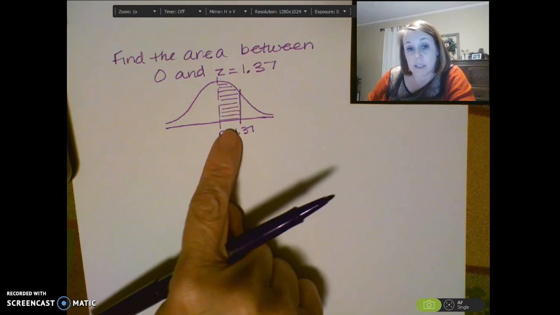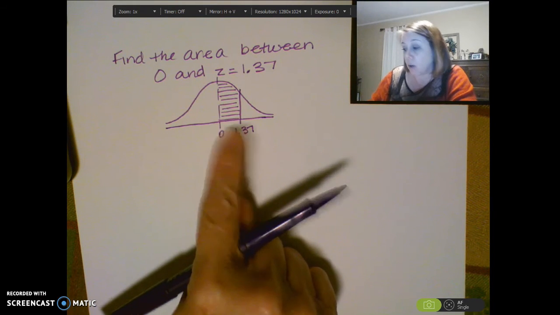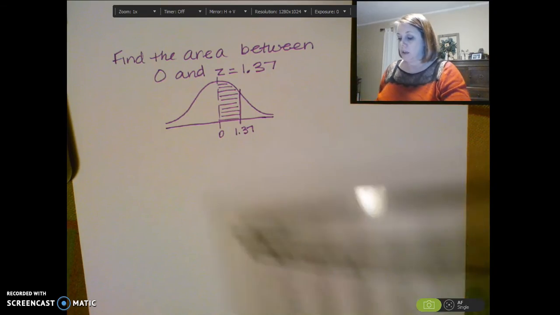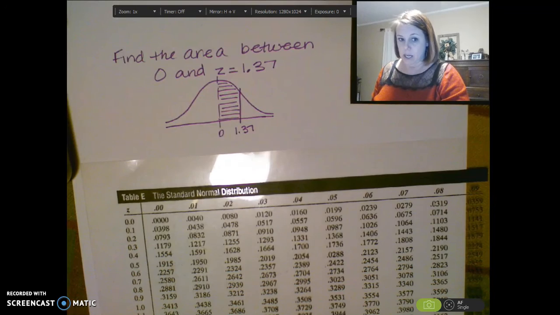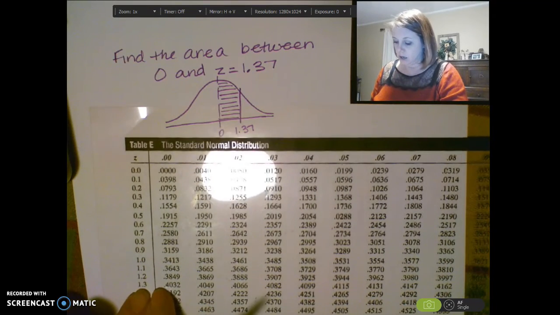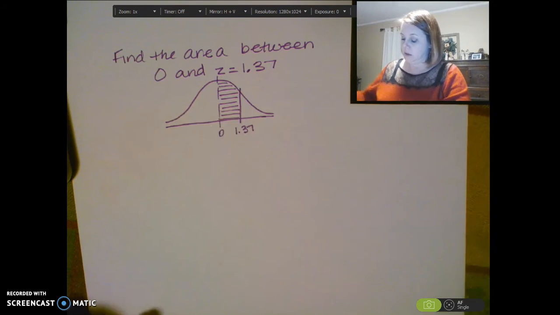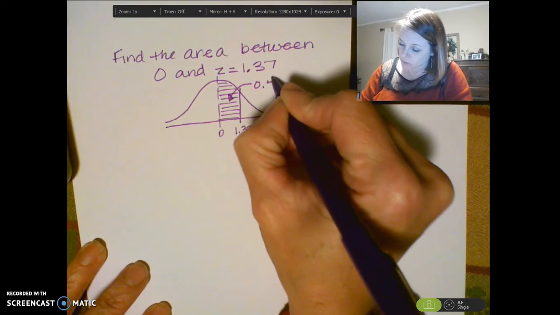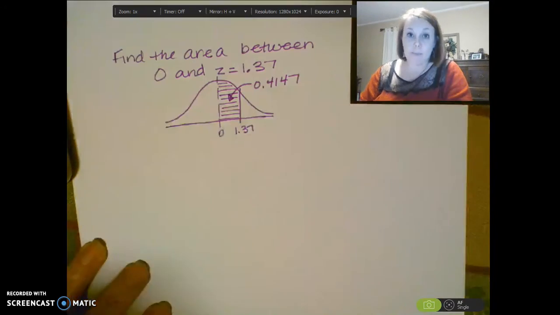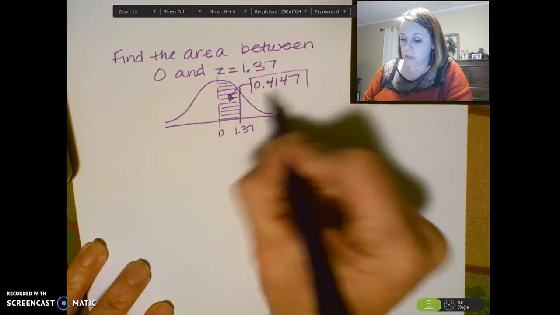So in this case, it's just a simple matter of looking up 1.37 for a z value and seeing which area corresponds to it. Here's our table. We're going to go to 1.3, all the way across to 7, and we see that it's 0.4147. So this area is 0.4147. And that's the area between those two values. So this would be our answer.